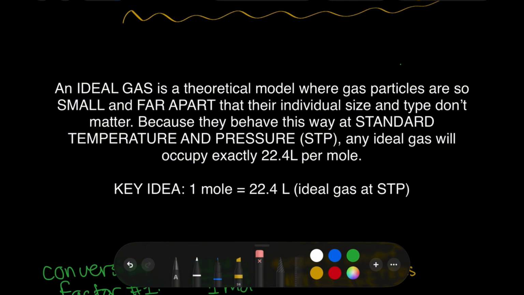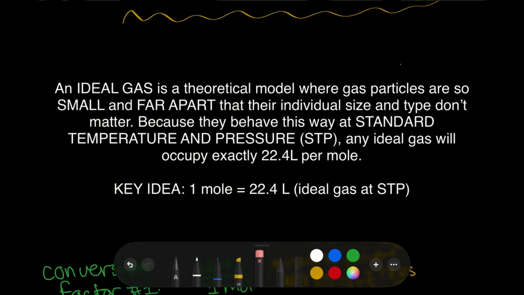An ideal gas is a theoretical model where gas particles are so small and far apart that their individual size and type don't matter. Because they behave this way at standard temperature and pressure, also known as STP, any ideal gas will occupy exactly 22.4 liters per mole. So, the key idea here is that 1 mole is equal to 22.4 liters of an ideal gas at STP.